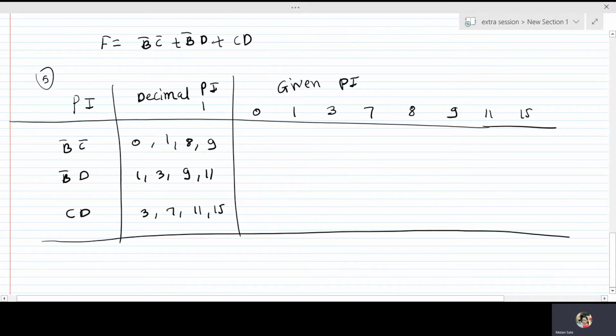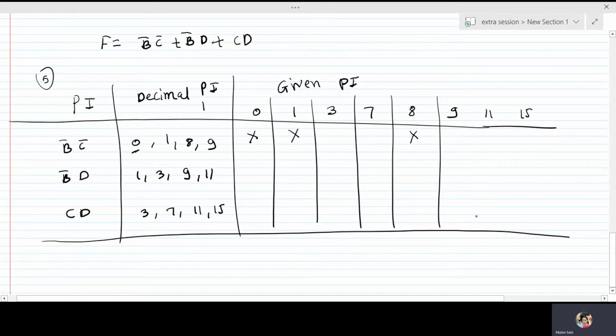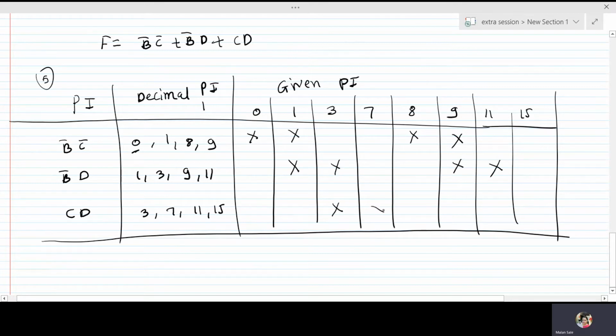After plotting the decimal numbers of the prime implicants, now put a cross mark in the given minterm if the minterm is available in the decimal numbers of the prime implicant. Now see here, 0, so put a cross in front of 0. 1, put a cross in front of 1. 8, put a cross in front of 8. Similarly, 9, put a cross. Now the next one is 1, 3, 9 and 11. Next one is 3, 7, 11 and 15.